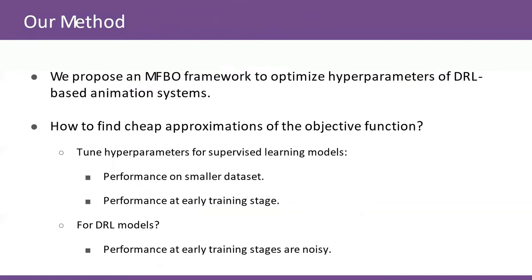We first need to design cheap approximations of the objective function. For supervised learning tasks, we can use performance on a smaller dataset and performance at early training stages as low-fidelity approximations. However, these approximations cannot be applied to deep reinforcement learning tasks. Early stages for deep reinforcement learning can be noisy, and good hyperparameters do not always guarantee quick convergence. We need to find better cheap approximations for our problem.